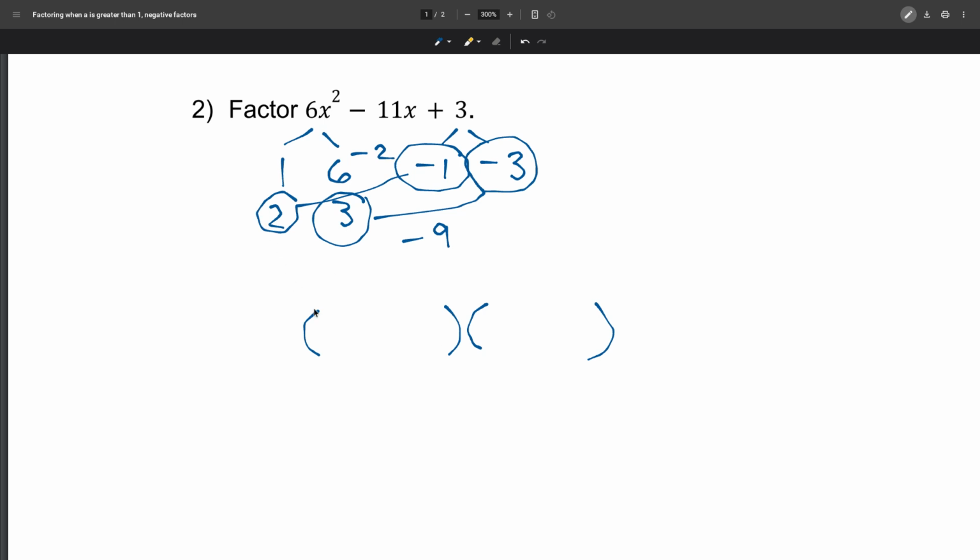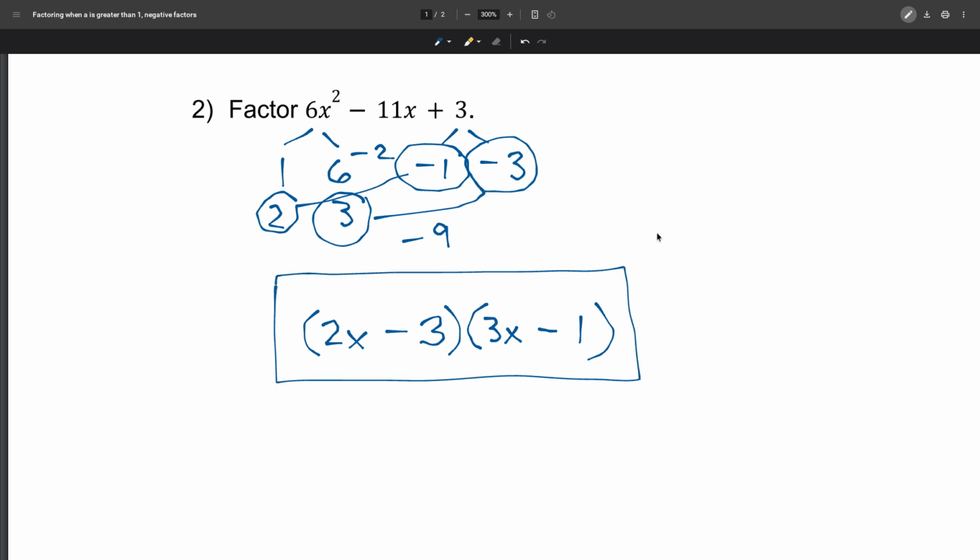So I'm going to have 2x here. 2 and 3 are my coefficients in front of x, so 2x and 3x. And then I want the 3 to multiply by negative 3, so I'm going to have to put a minus 3 here, because the inner terms multiply together. And I want the 2 to multiply by the negative 1, so I'm going to have to put the negative 1 here, because the outer terms multiply together. And there we go, that's my factored form for that one. Let's keep going.